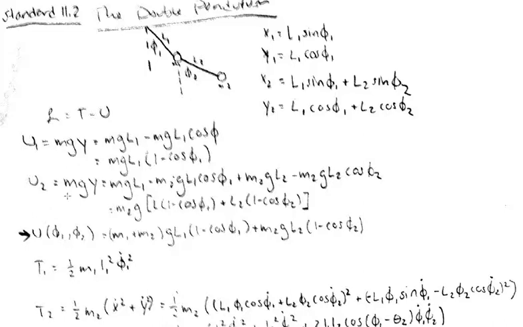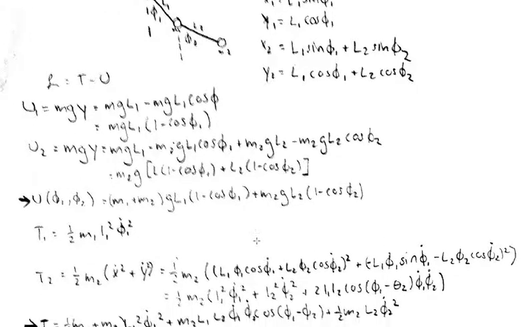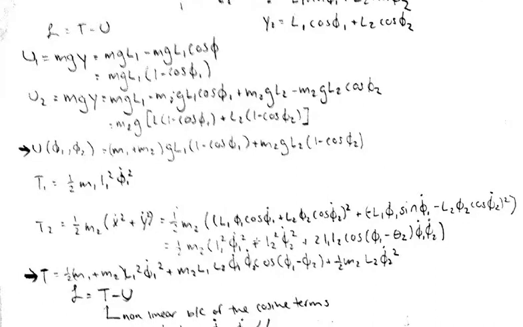And similarly for the second, it'll be the sum of what's happening with the first one and then what's happening with the second pendulum. And then reducing the potential to be a function of phi1 and phi2, you get (m1 plus m2) gL1 times (1 minus cosine phi1) plus m2 gL2 times (1 minus cosine phi2).